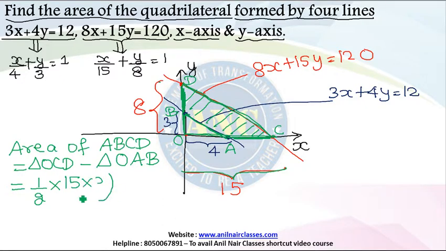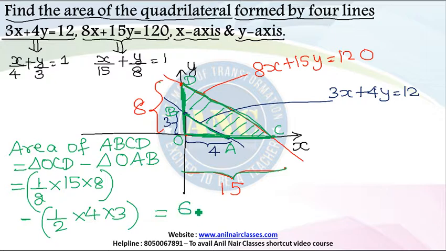Half into 15 into 8 minus area of triangle OAB. The base for OAB is 4 units, and the height for OAB is nothing but 3 units. So simplify it, you will get the answer. Half into 15 into 8, 120 by 2 is 60, minus 12 by 2 is 6. 60 minus 6. The answer for this question is 54.